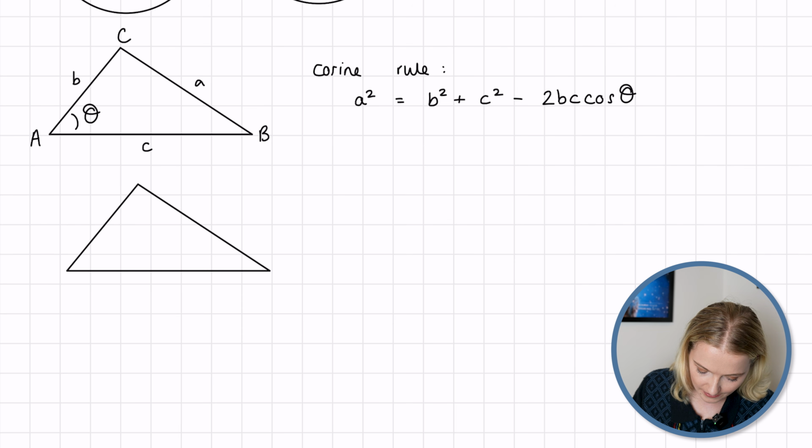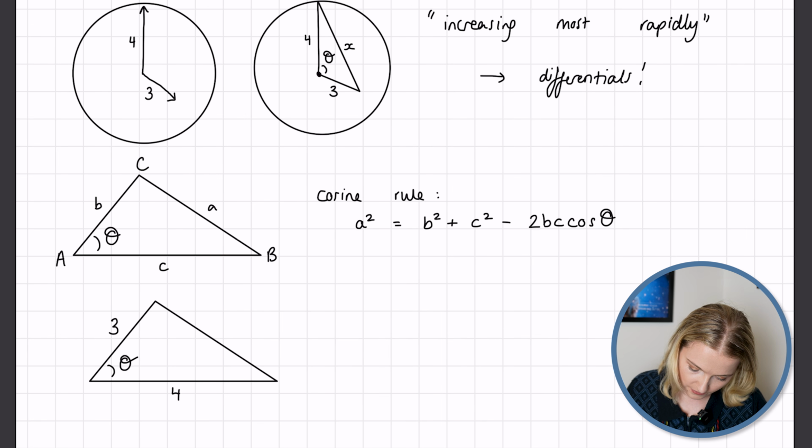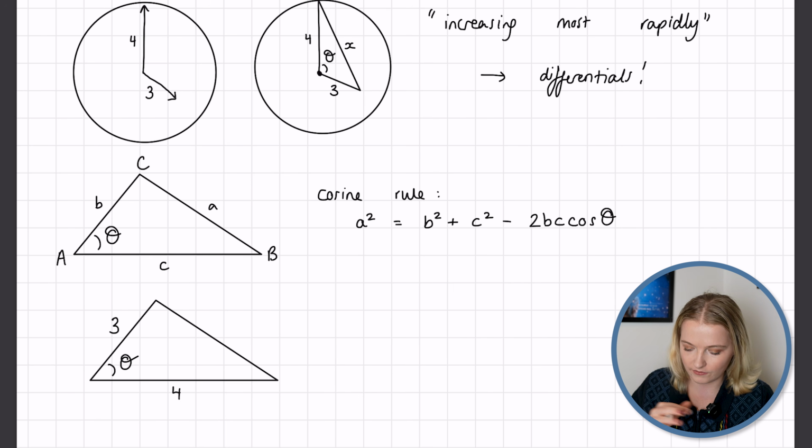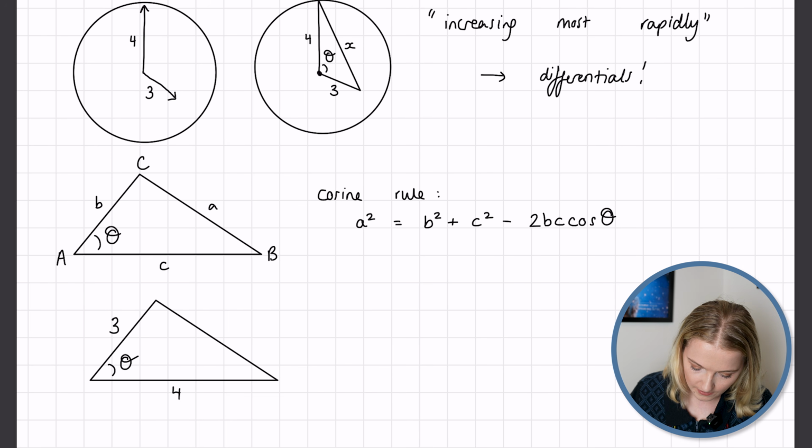So this here would be a 3. This would be 4. This would be our theta, just looking at what we have set up in here. Now I realise that's kind of flipped, but it's essentially the same. It's kind of like a flip triangle. And this would be our x in here.